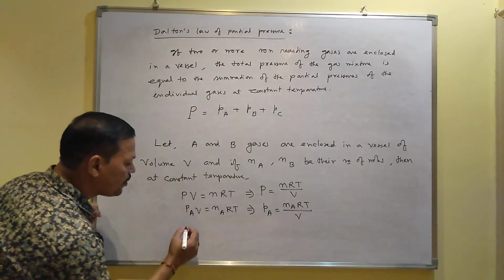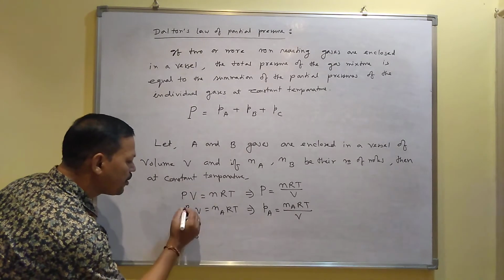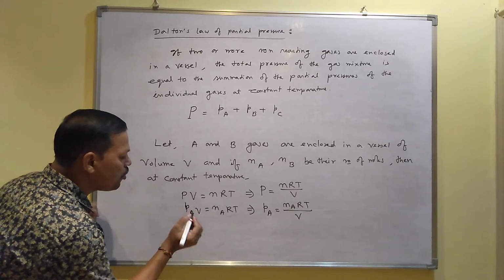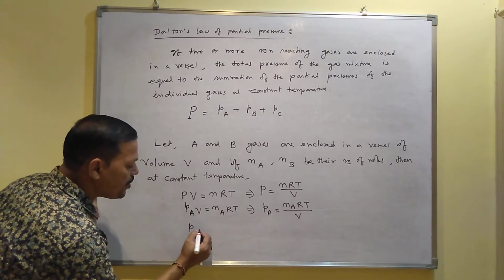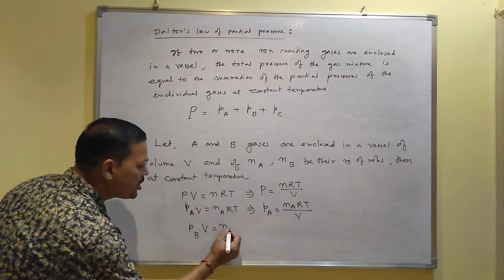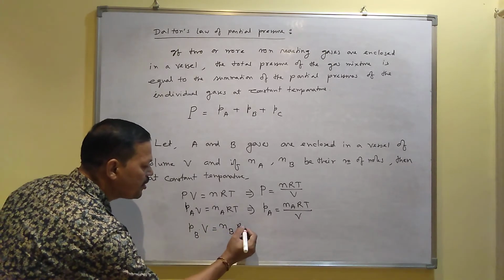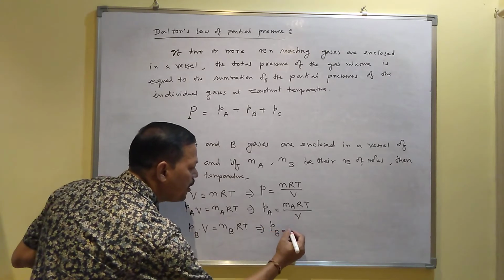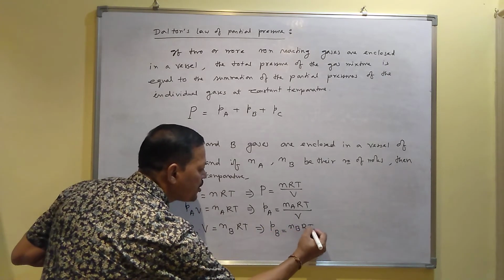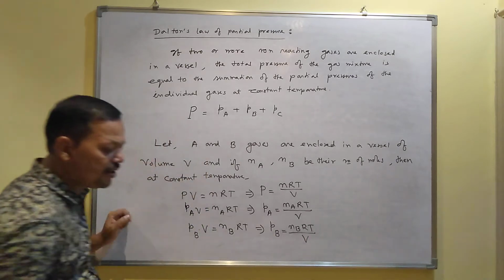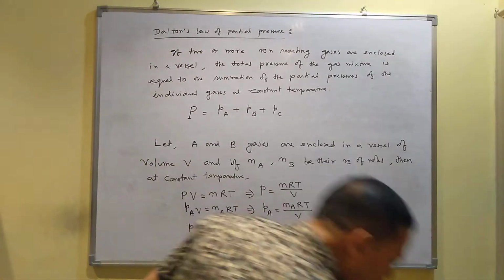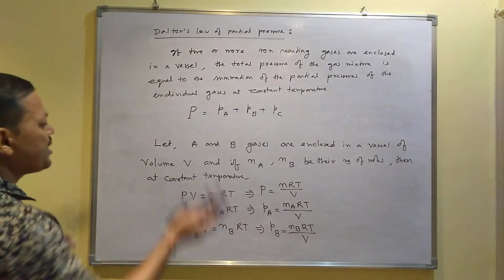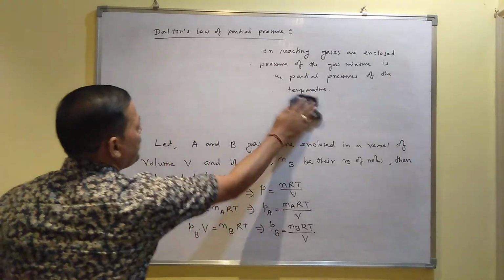Similarly, for B gas, this should be small p because these are individual pressures, I mean partial pressures. PBV is equal to NBRT, or you can write PB is equal to NBRT divided by V. Have you got it? Since the gases are ideal gases, you can apply the ideal gas equation.